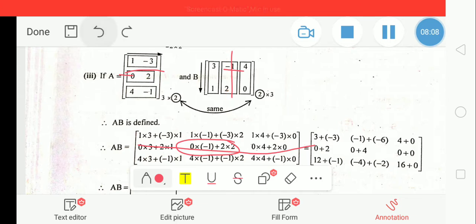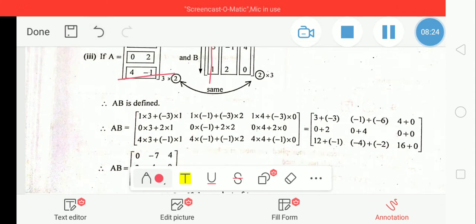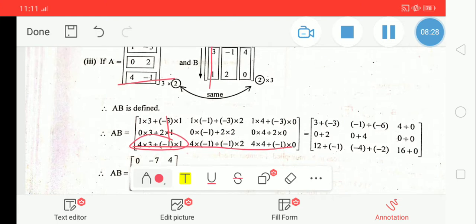This position. Then second row and third column means this one. So 0 multiplied by 4 and 2 multiplied by 0. So its value is 0. Then we take third row, first column. So third row, first column is this position: 4 multiplied by 3 plus minus 1 multiplied by 1.